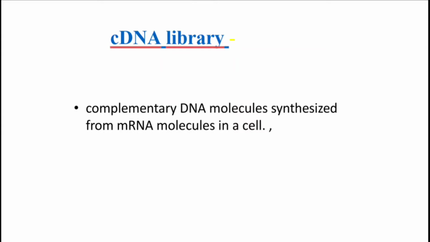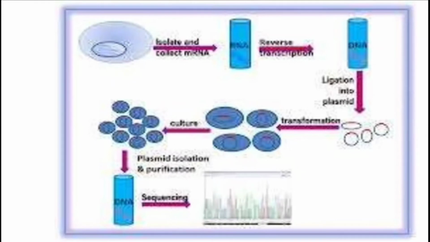Complementary DNA molecules which are synthesized from the mRNA molecules in the cell are called the cDNA library. This is the schematic representation of the cDNA library, where we have to isolate and collect the mRNA. We carry out the reverse transcription of that mRNA. DNA is synthesized and it is ligated into the target plasmid. Then the culture is produced, it is cultivated in the culture. Then we have to isolate and purify the plasmid. The DNA which is isolated is sequenced and the library is generated.